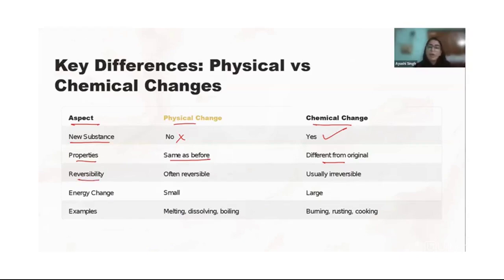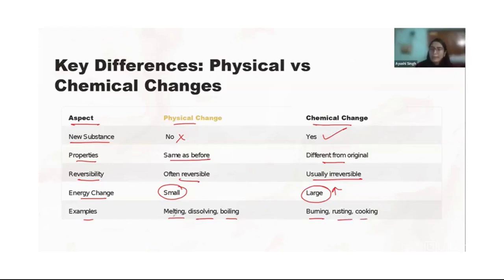Now, reversibility. Often a physical change is reversible. You can reverse it, like you remember, right? Here, a chemical change is usually irreversible. So once a paper is burnt, it cannot be reversed. But if I'm folding a paper, I can go back to making it a normal paper again. Now, energy change. Here, very small energy is used. Here, a large amount of energy is used. Examples would be melting, dissolving, boiling, and here, burning, rusting, and cooking.